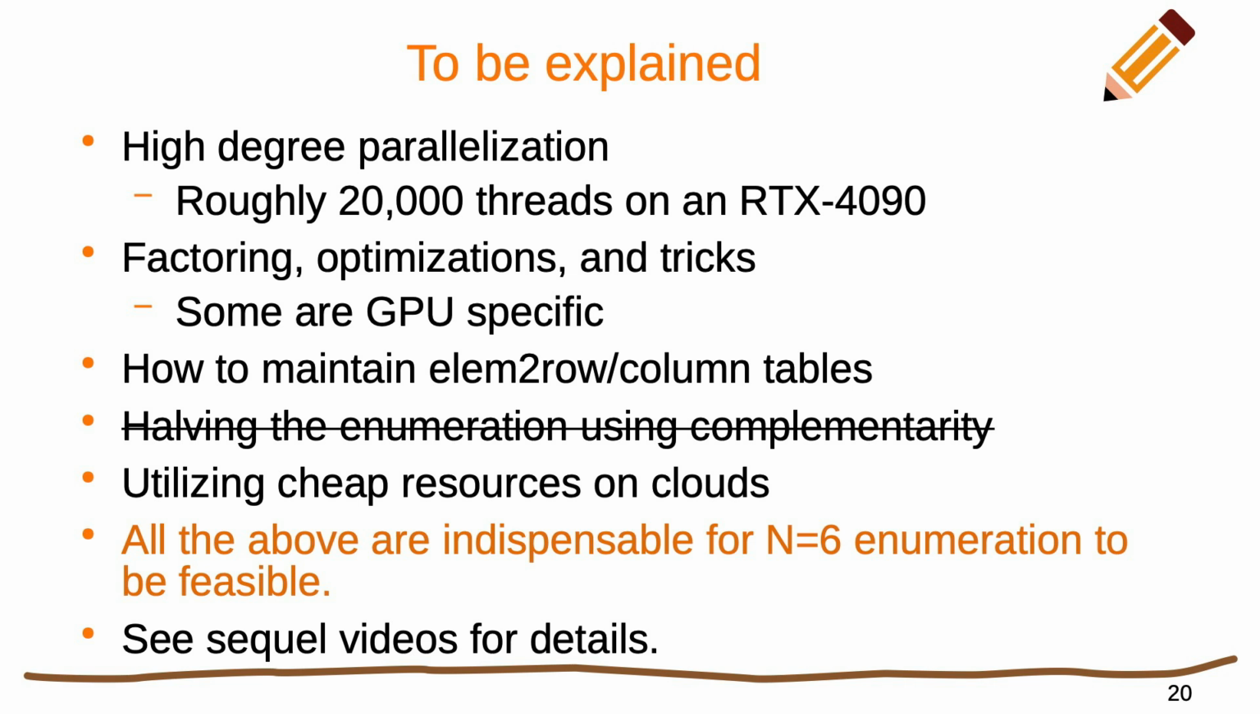In this video, we have discussed the general scheme to exploit the complement transformation in the magic square enumeration, and have proposed a promising implementation which reduces the enumeration effort by almost half. There are still many details and techniques not explained here that were essential to making the enumeration of 6x6 magic squares feasible. For those, please refer to the sequel videos.